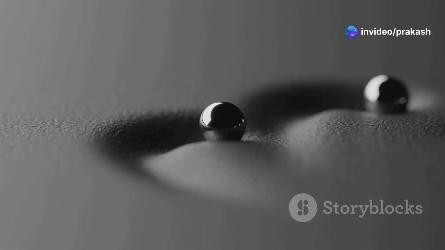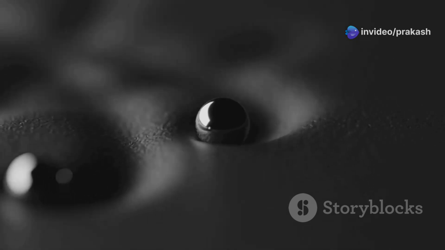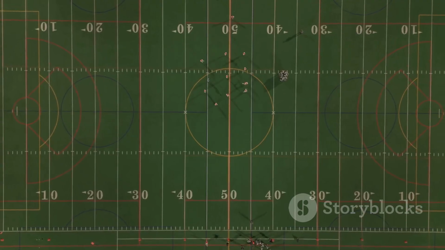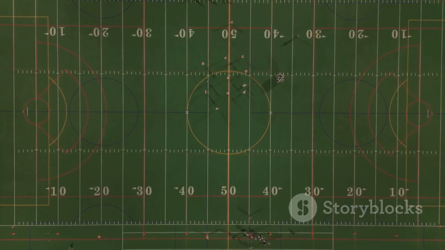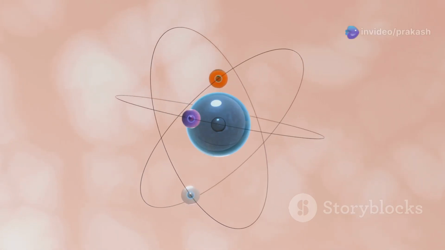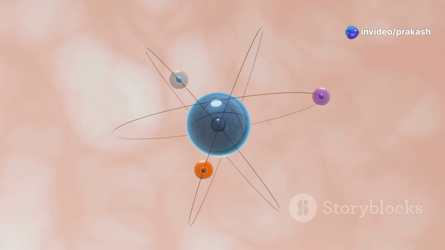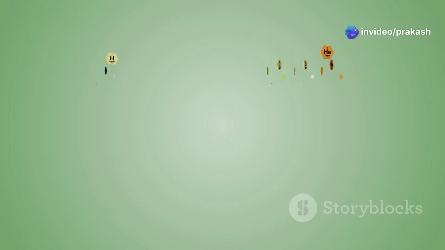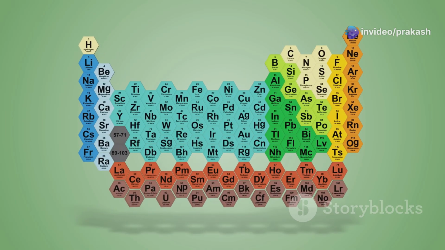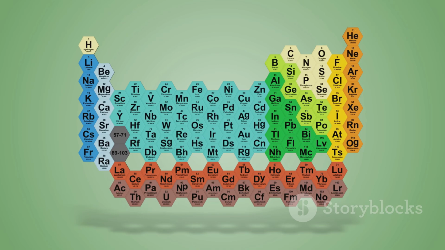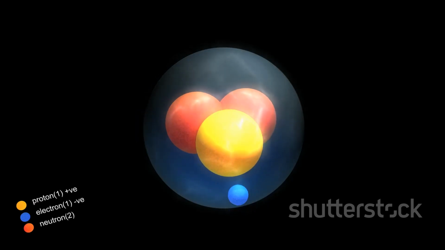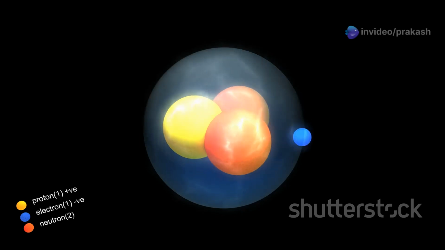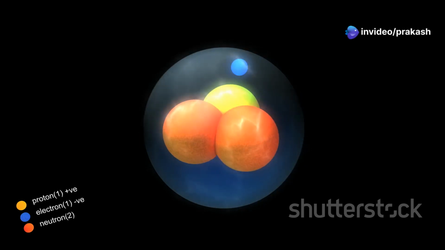Imagine the nucleus as a marble at the center of a giant football field. The football field represents the entire atom, and the marble represents the tiny nucleus. This analogy highlights just how much empty space exists within an atom. The number of protons in an atom's nucleus is what determines its atomic number, a unique identifier for each element. For example, hydrogen, the simplest element, has an atomic number of 1, meaning it has 1 proton in its nucleus.